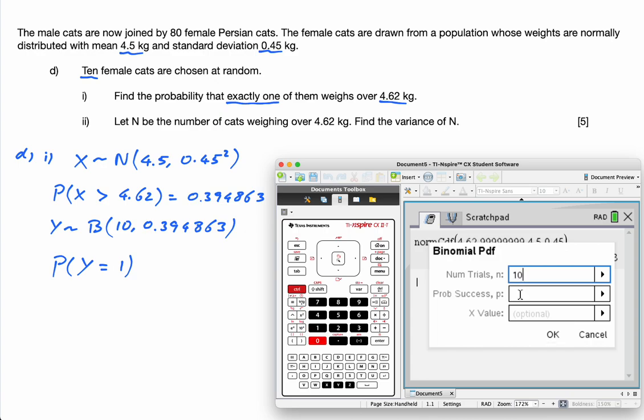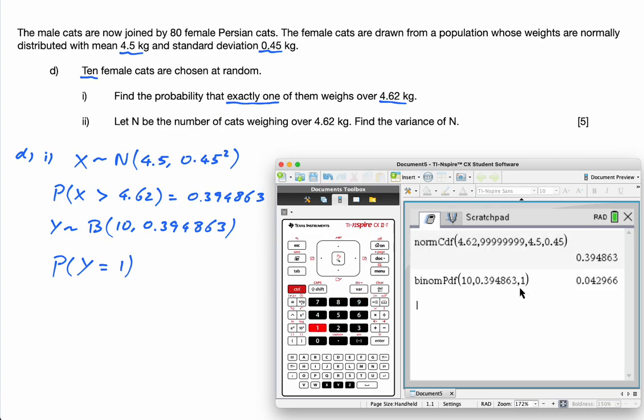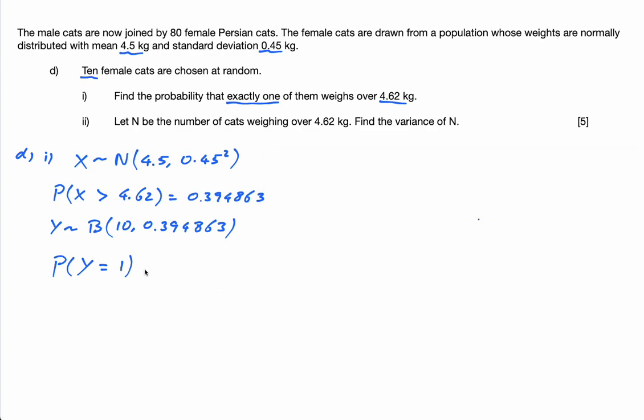So the number of trials is 10. The probability is 0.394863. The X value is 1. And I get 0.042966.